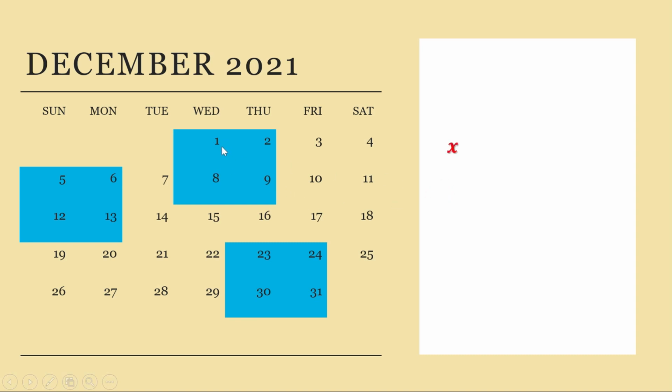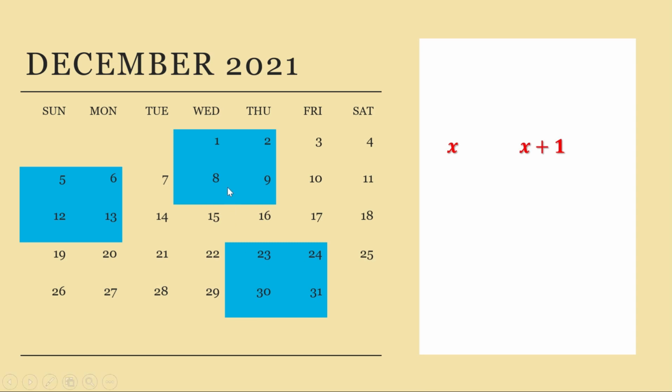Then what is the second number? When the first number is 1, second number is 2. When the first number is 5, second number is 6. When the first number is 23, second number is 24. Because the second number is the next day. 1 is Wednesday, 2 is Tuesday, 5 is Sunday, 6 is Monday, 23 is Tuesday, and 24 is Friday. So if the first number is x, what is the second number? It is the next day. So it is 1 more than x, or it is x plus 1.